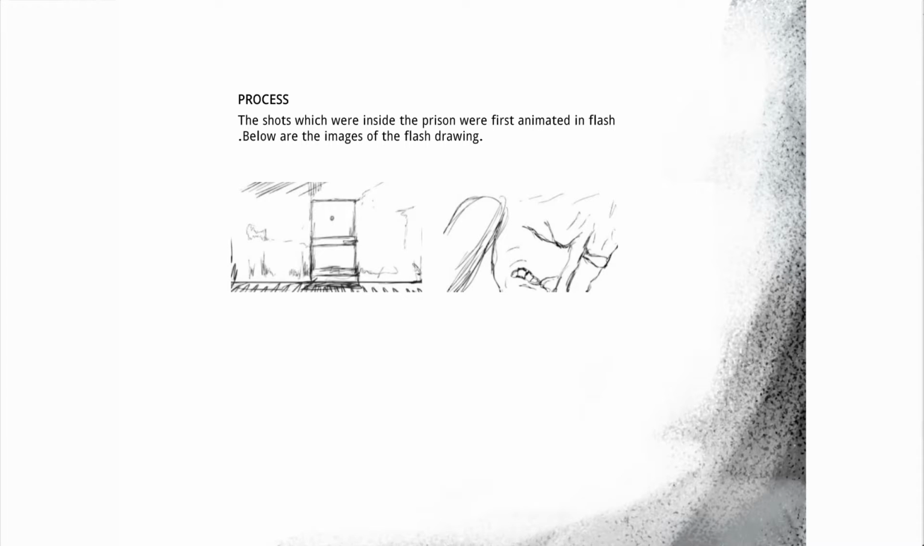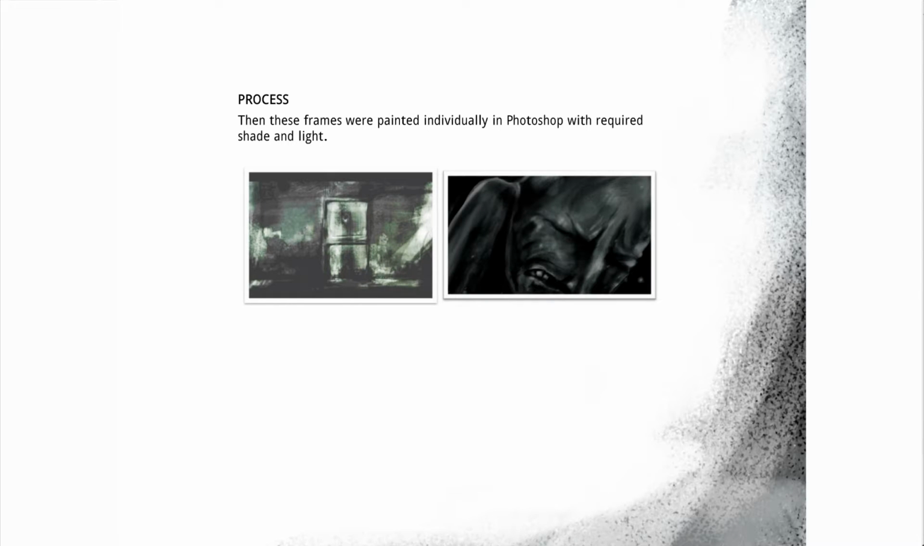As for the process, the shots which were inside the prison were first animated in Flash, and below are the Flash drawing images. Then these frames were independently painted in Photoshop with the required shade and light and the mood that the director desired.